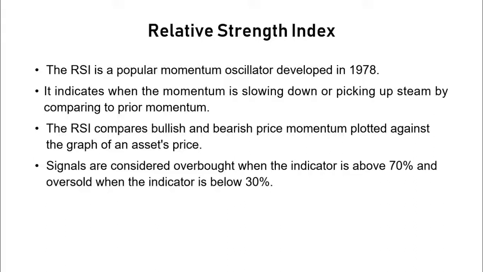So RSI is a popular momentum oscillator developed in 1978. It indicates when the momentum is slowing down or picking up steam by comparing to the previous momentum. So the relative strength index compares bullish and bearish price momentum plotted against the graph of an asset's price. So signals are considered overbought when the indicator is above 70% and oversold when the indicator is below 30%.